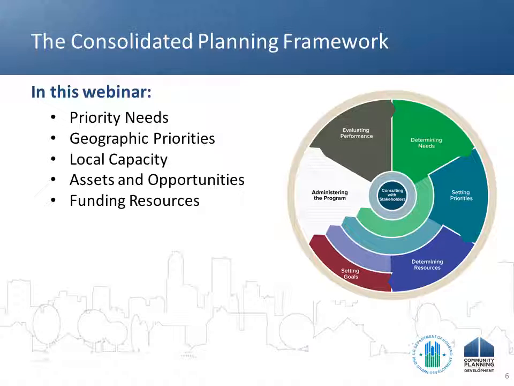Given this, throughout the con-plan process, grantees need to step back periodically and assess what they've learned and how that influences their approach. There is no one way to approach strategic planning for the consolidated plan, and no one way to maximize the impacts of program funds. We recommend that grantees analyze all of the information they gather before developing strategies.